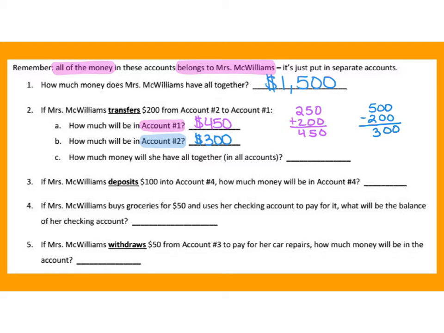Then it asks us, how much money will she have altogether in all accounts? Well, remember, at the top of the slide, it says all of the money in these accounts belongs to Mrs. McWilliams. It's just put in separate accounts. So if all she's doing is moving money from one account to another account, she still has $1,500 altogether because all of it is her money. So she still has $1,500, the same as what she started with. She's just moving the money around.